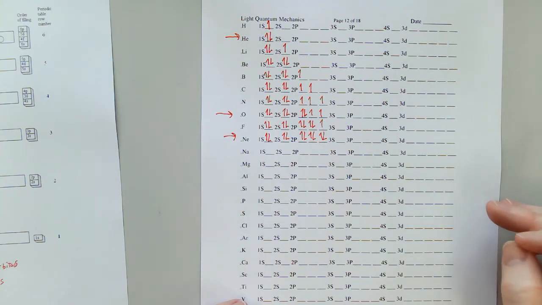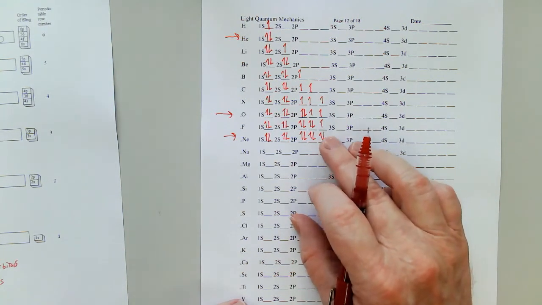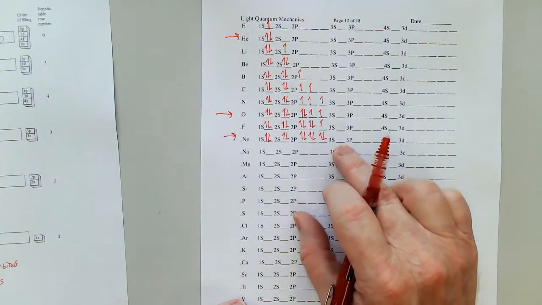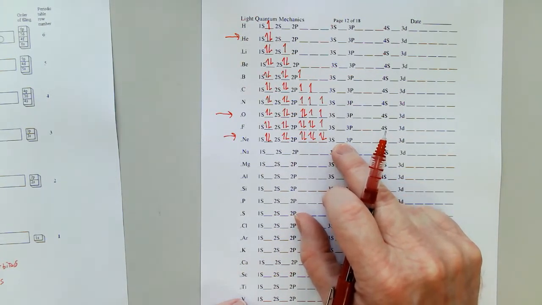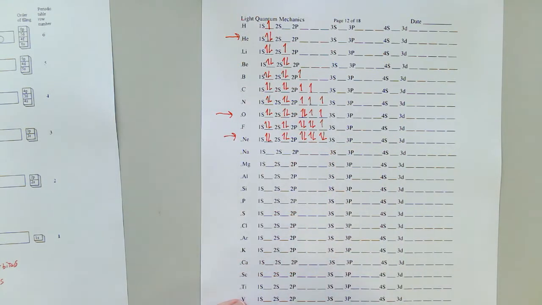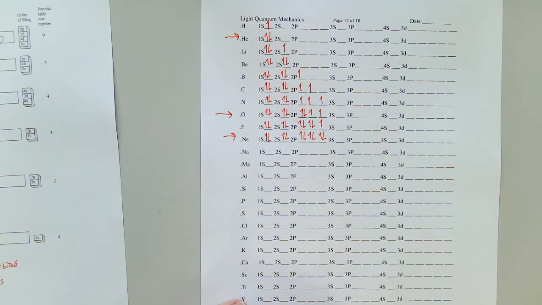Okay? There is no room to add any more electrons without them having to go up to the 3s orbital, which requires a considerable amount of energy to happen. Okay? And that gives them some inherent stability.